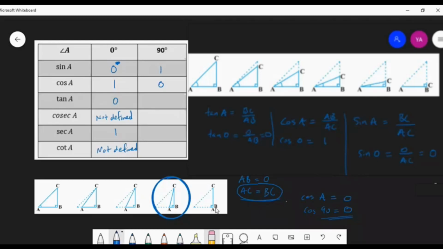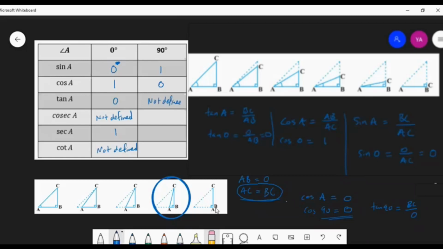Now tan A, what will be tan 90? Opposite side is BC. BC by 0 will come, right? The adjacent side is 0. Undefined. Yes. So tan 90 will be not defined.